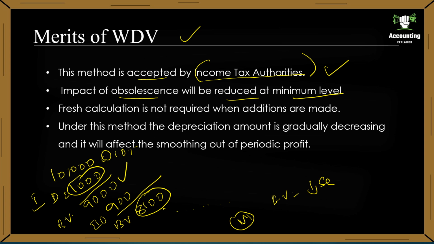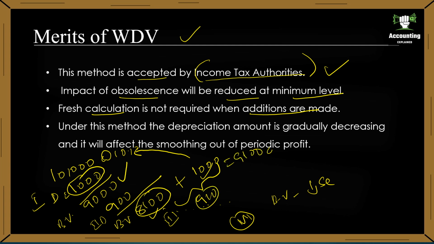Fresh calculation is not required when additions are made. Suppose you are going to make some addition to the machinery, or you are buying the same machinery for 1,000 rupees at the end of the second year, then it is not necessary to have the calculation from the first year. It is easier because we can start from the end of the second year onwards itself. See, second year book value was 8,100, right? Plus 1,000. So the depreciation for the third year will be only 910 rupees. That is 9,100 at the rate of 10%. So it's very easy to calculate when there are additions.